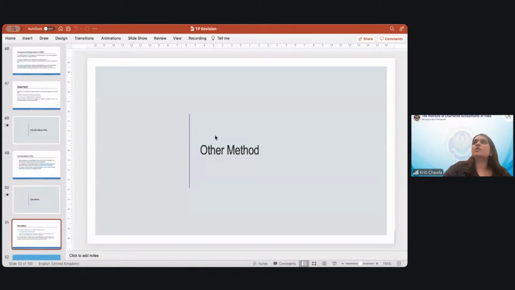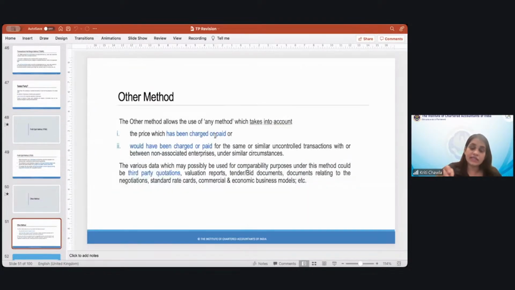And finally, the method which is used in India is called as the other method. Now, the other method is basically based on quotations. When I say third party quotations, it is basically the price that would have been charged if that similar or same uncontrolled transaction was happening under similar circumstances. For this, we use third party data, we use valuation reports, third party quotations, etc. And that is basically the other method.